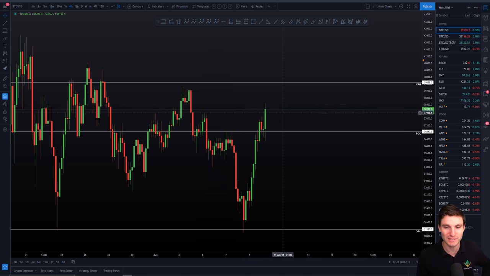Is this a short squeeze? Where is this likely to stop? What trades are available here?